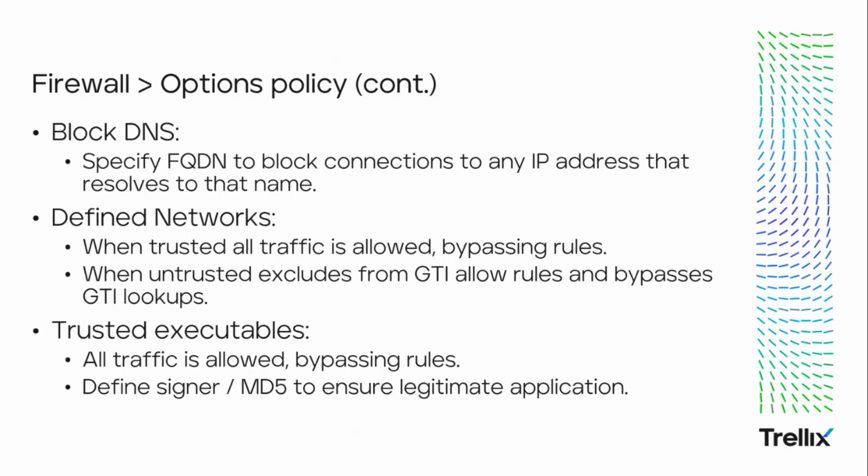When you define a network, you have the option to set it as a trusted network, and that's when the traffic is allowed and it bypasses the rules. You can also define a network as untrusted, and when it's untrusted, it will exclude that network from any GTI related allow rules in the rules policy, and it will bypass GTI lookups for those networks. So even if that network was rated in GTI as safe, clean, green, defining it yourself as an untrusted network is essentially going to block the traffic from that network, irrespective of its rating.